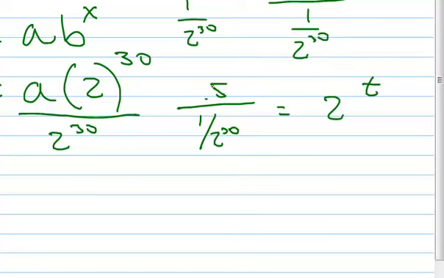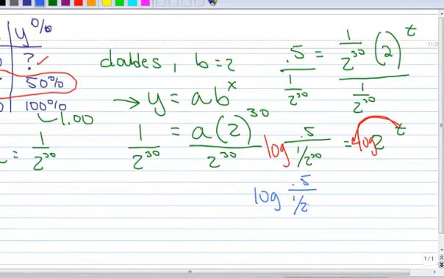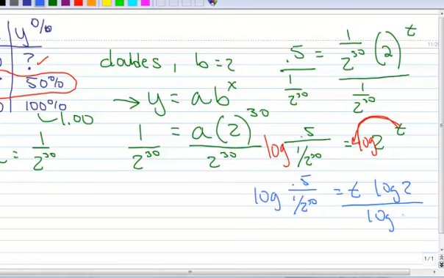Solving for t, you can do either common log or natural log. I'm going to do common log, and that lets the t come down in the front. So now I've got the log of 0.5 divided by 1 over 2 to the 30th equals t times the log of 2. And then, of course, I divide both sides by the log of 2. I encourage you to type this in your calculator. And when you do that, you will get exactly t is 29.